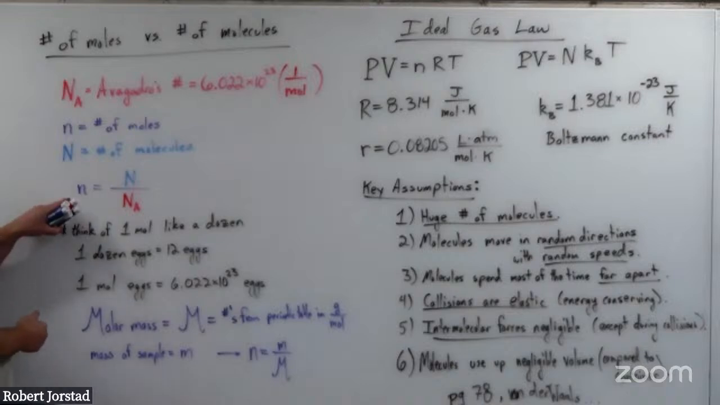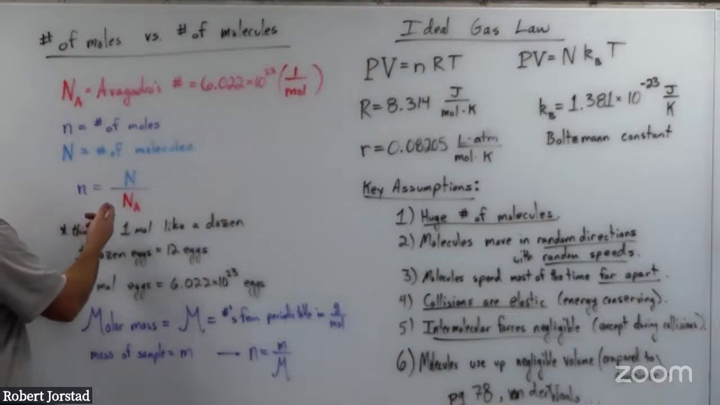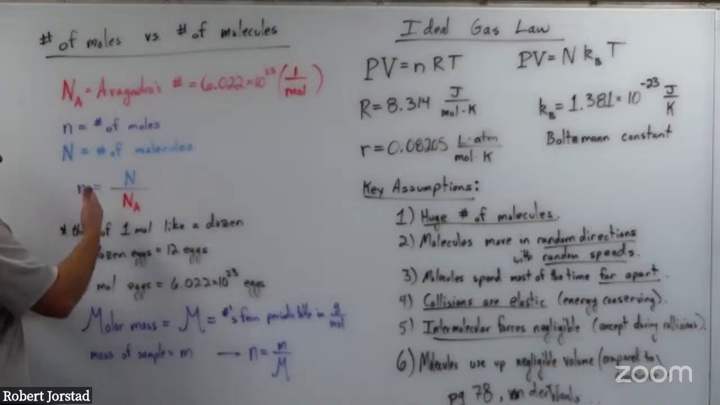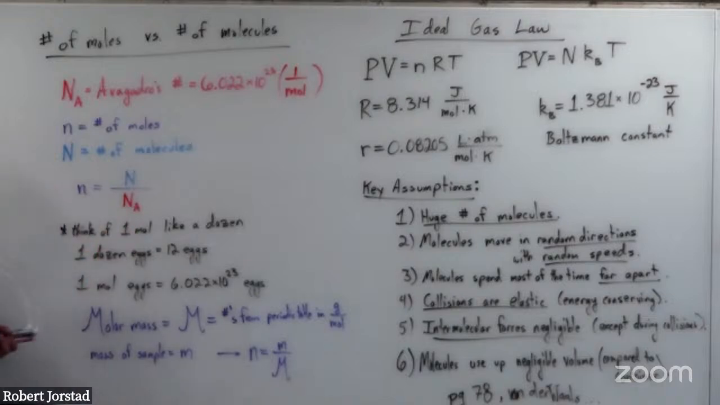So 1 mole would be 6.022 times 10 to the 23rd molecules. If you had 3 times 10 to the 23rd molecules, you'd have approximately a half mole.